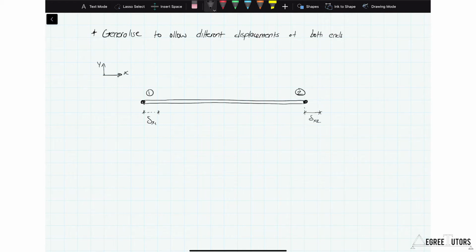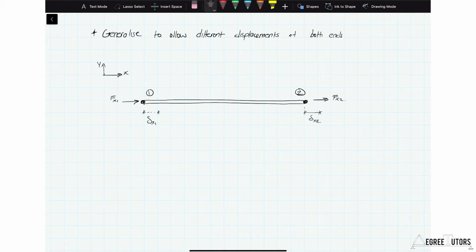Okay, now corresponding to displacements, we're going to have a force develop at each end of the bar as well. So we'll call this Fx1 and Fx2. So we have a force developing at each end, and correspondingly we have a displacement developing at each end as well. So now what we want to do is relate the forces to the corresponding displacements. That's essentially the nature of the stiffness matrix.